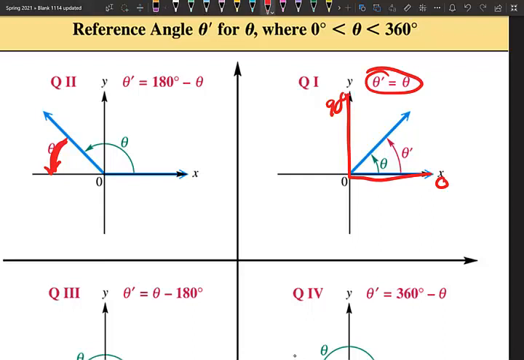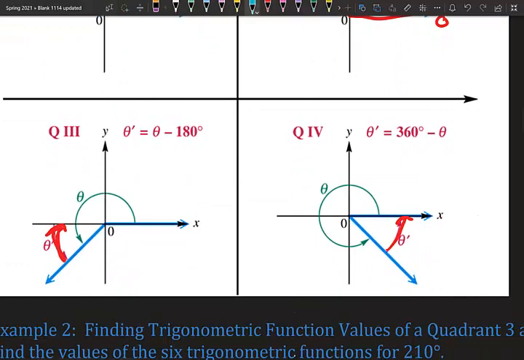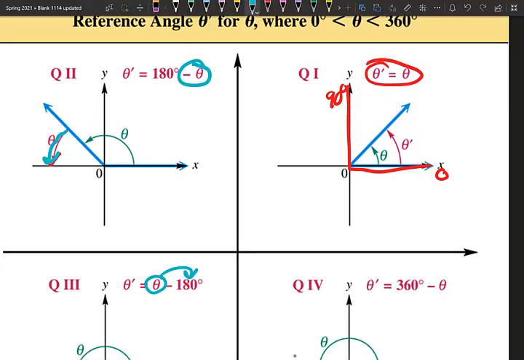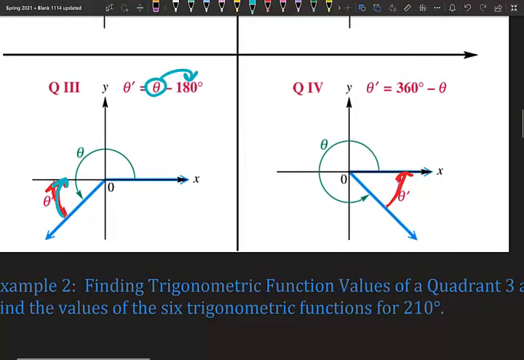So in quadrant 2, we go down to 180. So that's why we subtract. Here, we go up to 180. So that's why we do theta minus 180. Here, we're going down, so it's 180 minus theta. Here, we're going up. So we could even do negative 180 plus theta, but we don't like to see it that way.